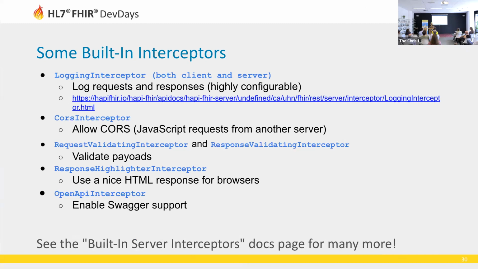You can also absolutely write your own. The framework is certainly designed for you to come up with your own, but I will mention a couple. The logging interceptor is often very popular. It's used for, of course, logging your requests and your responses. CORS, if you're building JavaScript apps, is always a useful thing. So the CORS interceptor allows you to do that. We've got the request validating and response validating interceptors, which are used to validate payloads. The response highlighter interceptor, which gives you nice rendered HTML for response if you want that. And a very popular one recently, the Open API interceptor, which automatically adds support for Swagger and Swagger UI on top of your servers. That's a popular one.